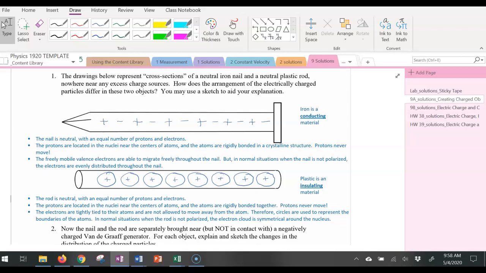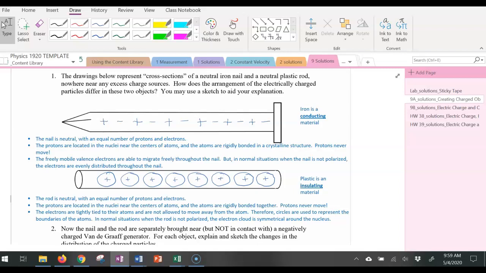In a conductor, the valence electrons in the atoms are freely mobile, and they're able to leave their atoms and migrate freely throughout the nail. But in a normal situation, like this one, the nail is not polarized, it's neutral, and so there is just an even distribution of charge throughout the nail. Therefore, I see those electrons just located in the spaces between the plus signs. So I have an alternating plus, minus, plus, minus.